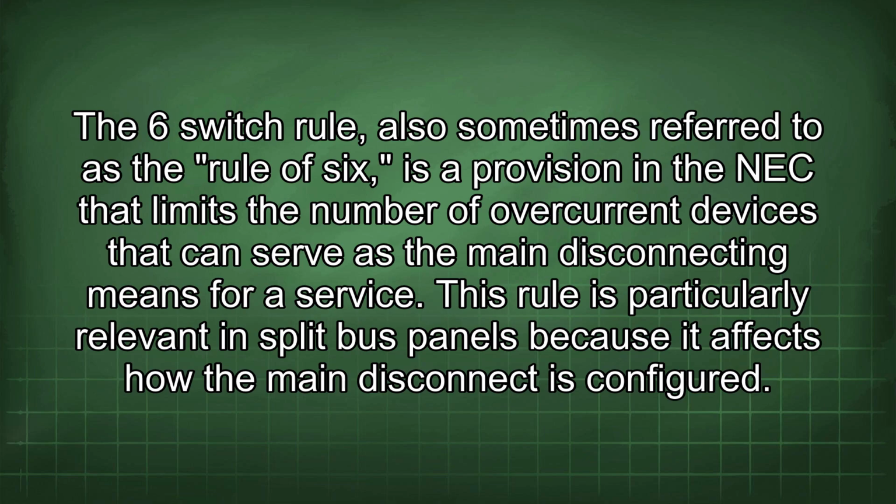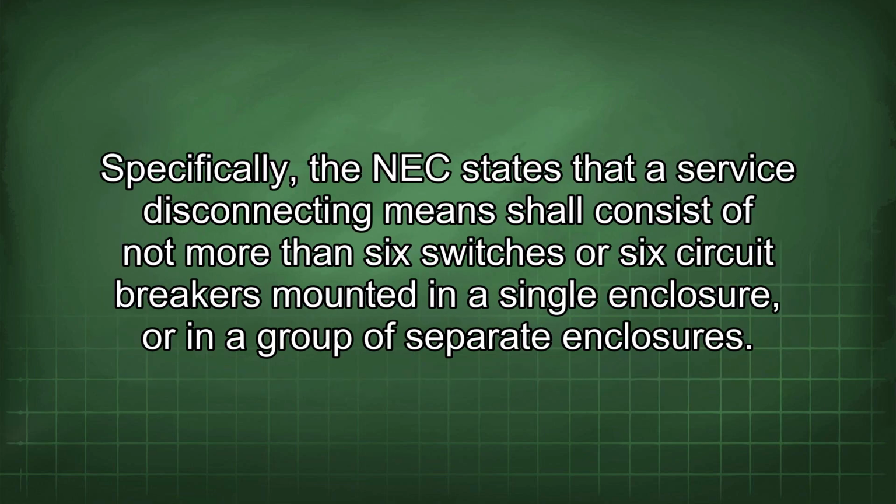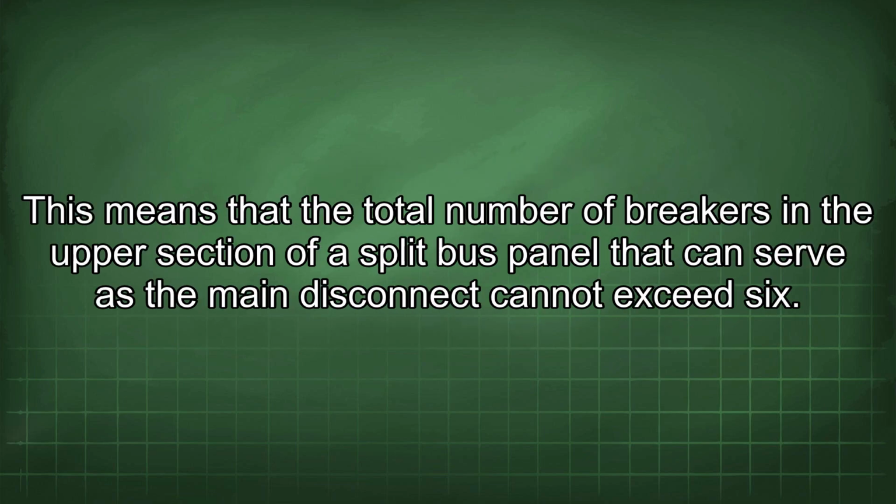The 6-switch rule, also sometimes referred to as the Rule of 6, is a provision in the NEC that limits the number of overcurrent devices that can serve as the main disconnecting means for service. This rule is particularly relevant in split bus panels because it affects how the main disconnect is configured. Specifically, the NEC states that a service disconnecting means shall consist of not more than 6 switches or 6 circuit breakers mounted in a single enclosure, or in a group of separate enclosures. This means that the total number of breakers in the upper section of a split bus panel that can serve as the main disconnect cannot exceed 6.